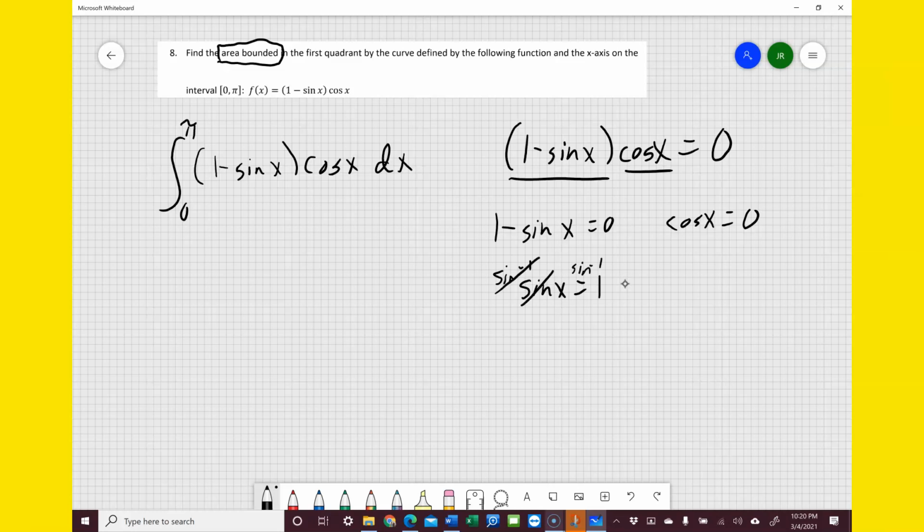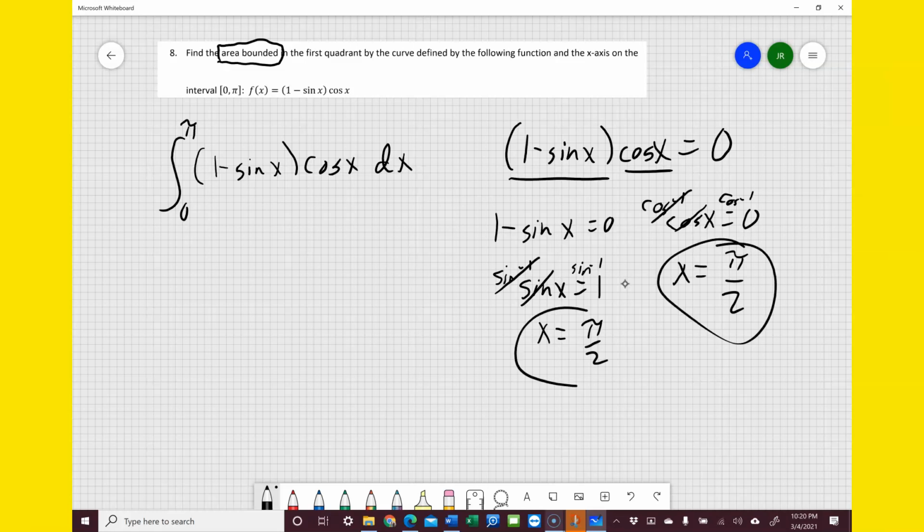And so we're looking for the angle whose sine is 1, which is pi over 2. Here, take the arc cosine of both sides. Looking for the angle whose cosine is 0, and that's also pi over 2. So we actually get pi over 2 with a multiplicity of 2, which might make some people think that the curve hits the x-axis and bounces and goes up.